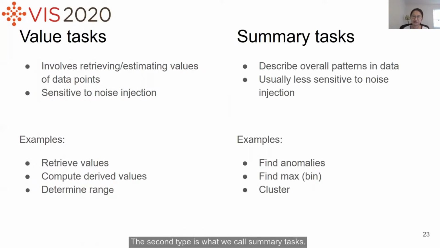The second type is what we call summary tasks. They tend to ask about high-level patterns in data and are usually less sensitive to noise injection. Examples include find anomalies and cluster.